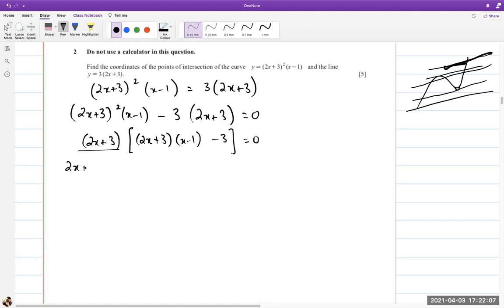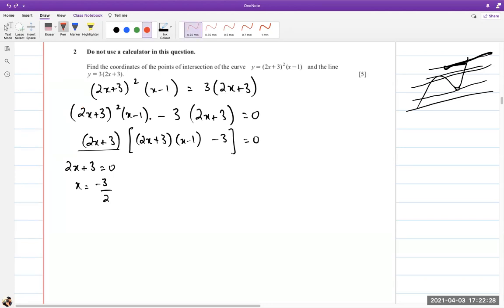This one becomes 2x plus 3 equal to 0. Leaves me with x equal to minus 3 by 2. I already have found my answer. If you cancelled it out earlier on like this, you would have lost that one answer. Okay. So when you have equations like this, it's smart to not cancel out roots like that.